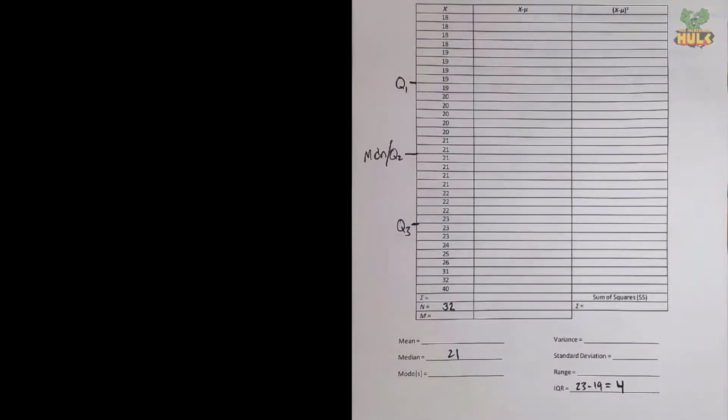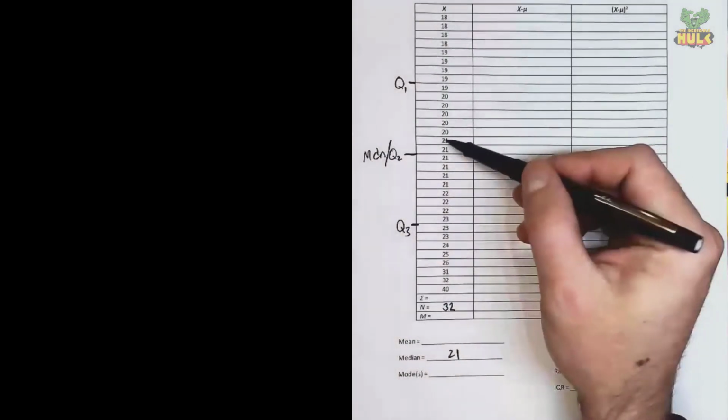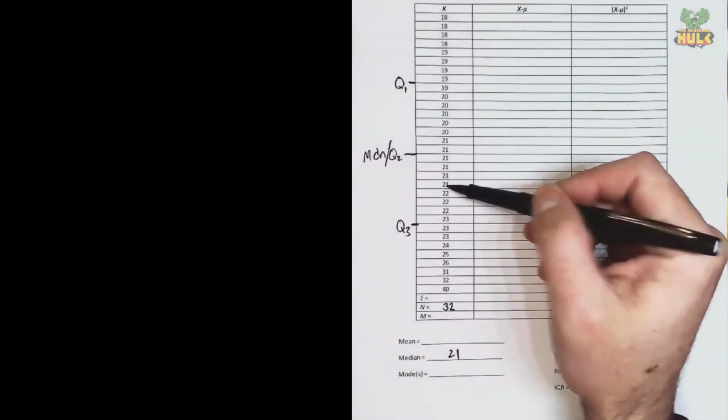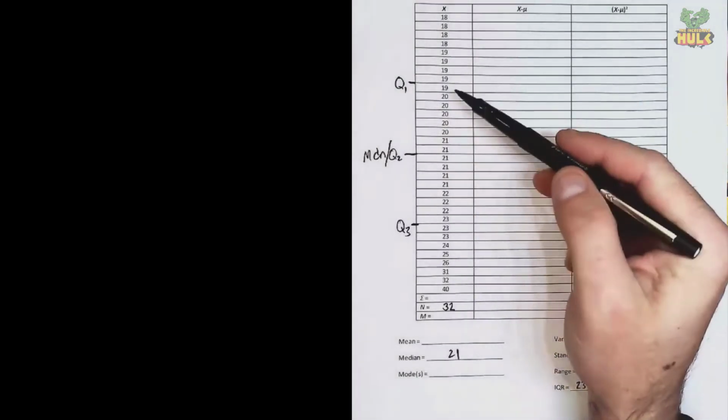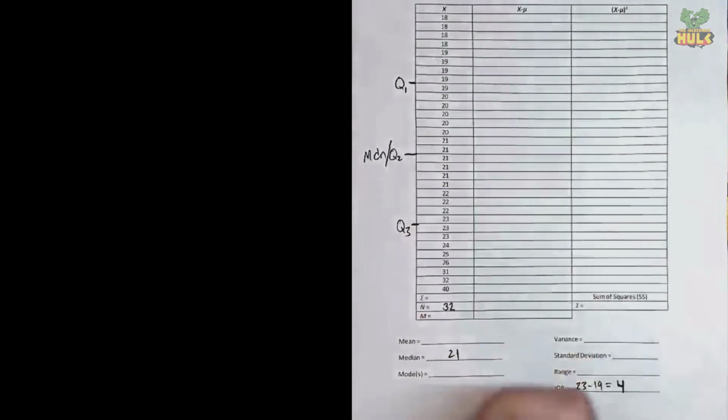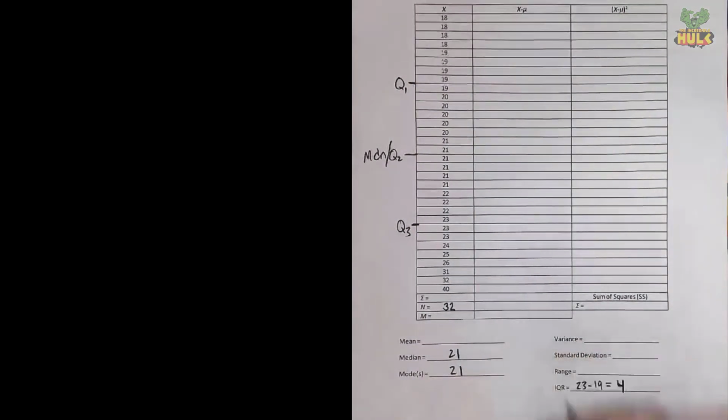How about the mode? What's the most commonly occurring score here? Well, it looks like actually in this case it is 21. So you have 1, 2, 3, 4, 5, 6 people in the class that are 21. The next closest would be 20 and 19, each having 5 individuals. So one mode, that mode is 21.